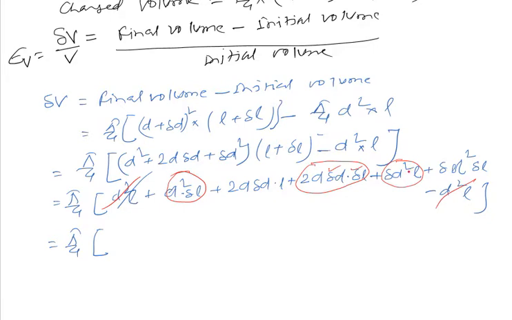No, you cannot neglect this one. This is 2d delta d L, and this is delta L delta d square. This value can be neglected, this is very small, because delta L is small and delta d is also small. You cannot neglect this one, correct? Delta d square into L.